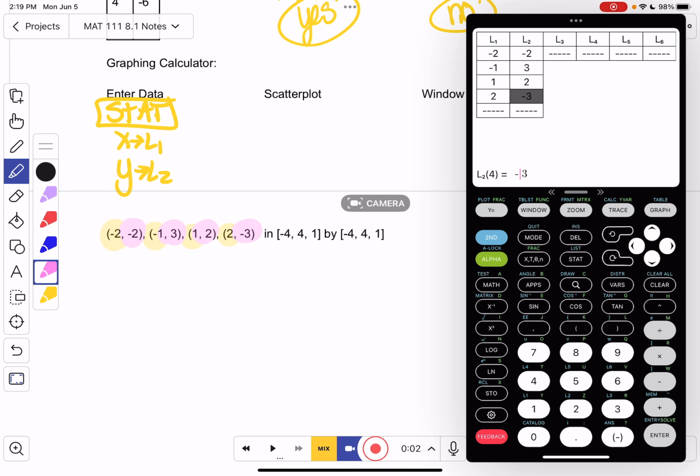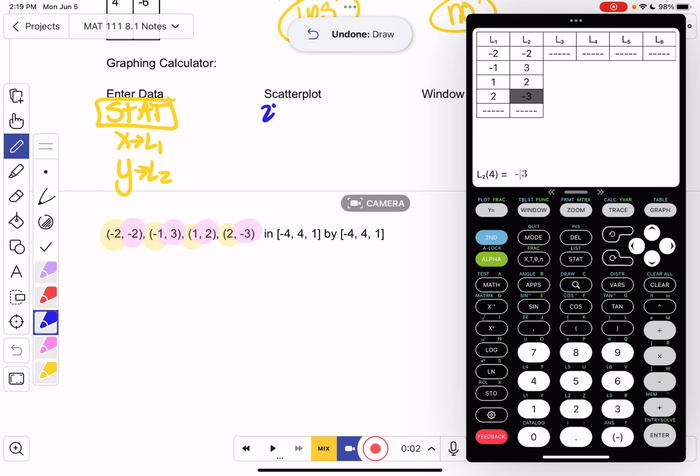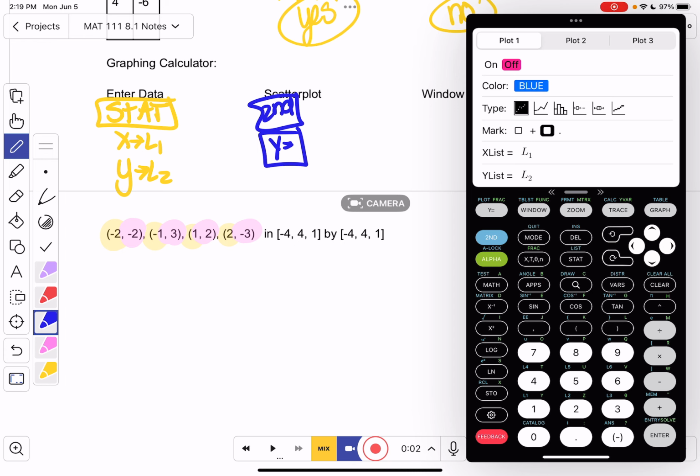Those are in. Now to make a scatter plot, to turn on that feature, we're going to hit the second button, which is the blue button, and then Y equals. And then you're going to hit enter to get into plot 1 if you're using an actual calculator. Now we want to go in and make sure it turns on. You can pick whatever color you want, and then you want your graph to pick the scatter plot. The mark doesn't matter. Just make sure your X list says L1 and Y list says L2. Now our scatter plot's on.